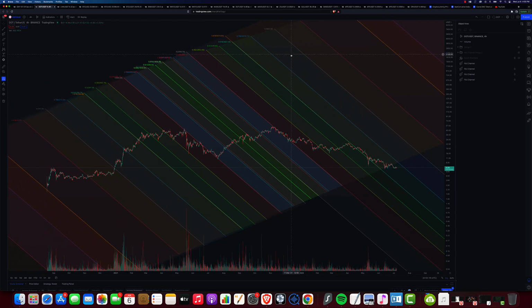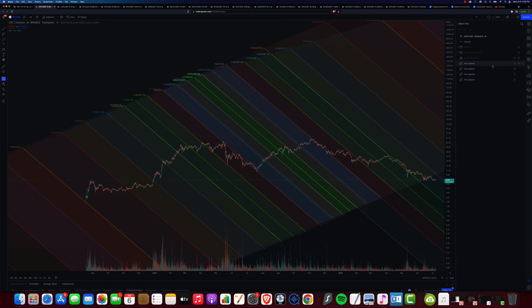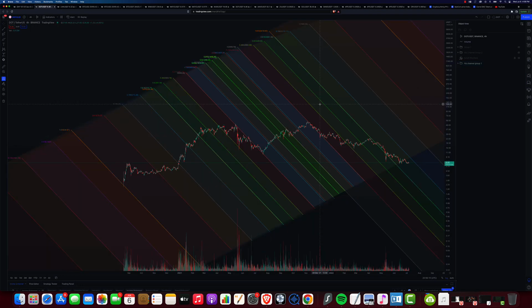So to keep all this organized, what I like to do is I like to go ahead and put that into a group like so, and then I'll rename it fib channel group 1. Like so. So now that that's done, what you want to do is you want to draw a fib channel going in the opposite direction that price is going to respect. Okay, we can go ahead and hide this for now.